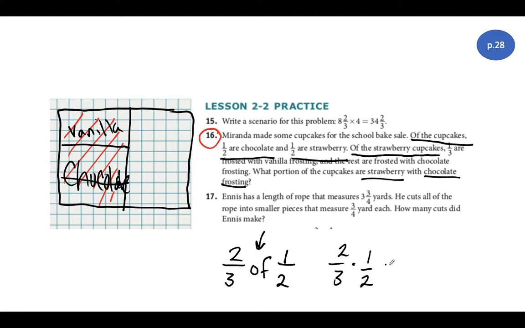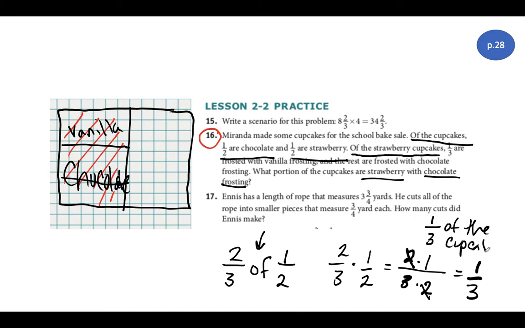And then we're going to multiply numerator times numerator, denominator times denominator. This one's pretty simple. I don't know if we needed the prime factorization for this one or not. So we get 1/3. Please remember your units when you are doing word problems. So 1/3 of the cupcakes. If I had room, I would write our strawberry with chocolate frosting.